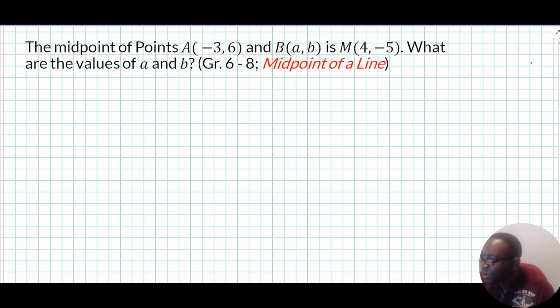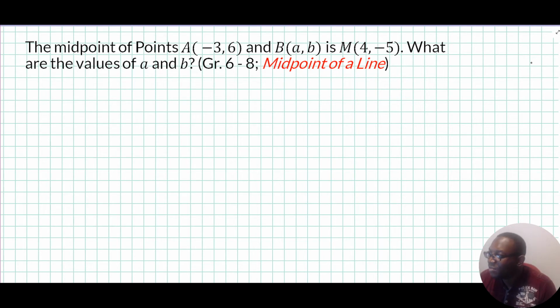Okay, for 6th to 8th graders, the midpoint of point A, -3, 6, and point B, which has the coordinates a, b, is 4 and -5. What are the values of a and b? So we're looking at the midpoint of a line.